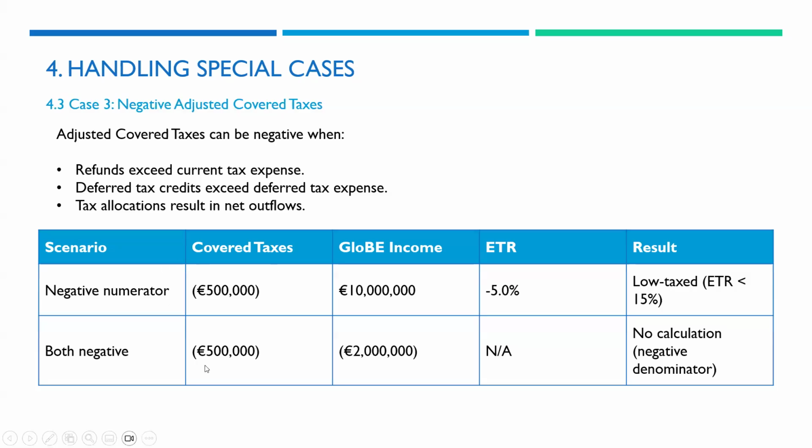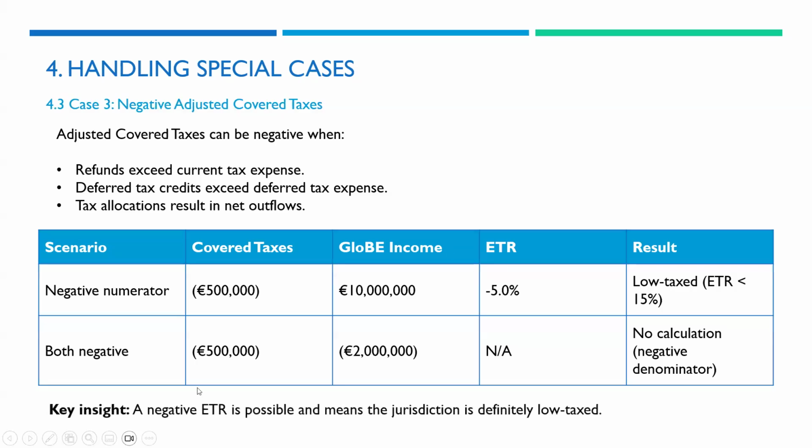Okay. So if it is both negative, then no calculation. But of course, you have to check whether 500,000 is 15% of 2 million. This we will learn later, like the loss exception. But for the discussion now, if it's a negative covered tax, then yes, my dear friends, your top-up tax is going to go above 15%. Is that clear? Don't stop when you only see negative adjusted covered taxes. Negative ETR is possible and means the jurisdiction is definitely low tax. So you have to pay top-up taxes of 15%, adjusting that negative as well.